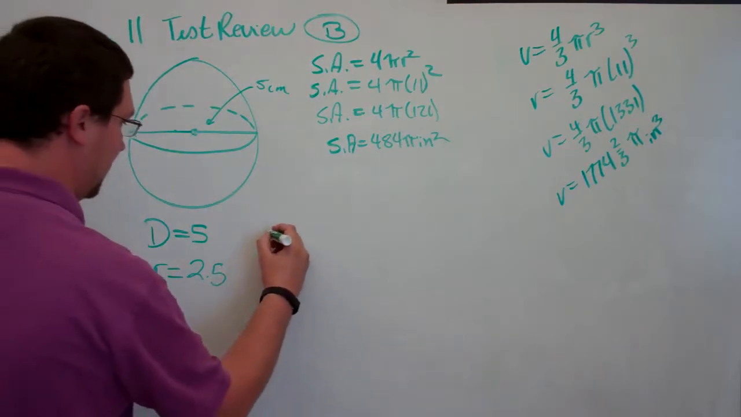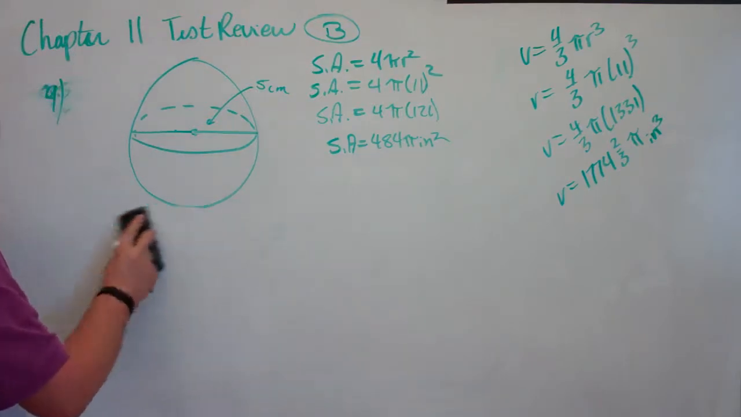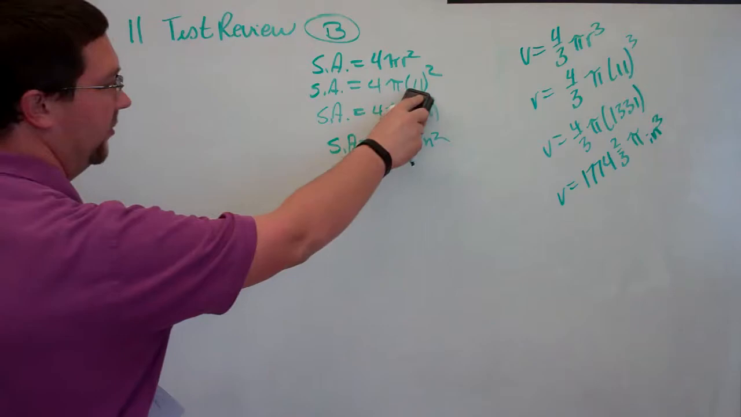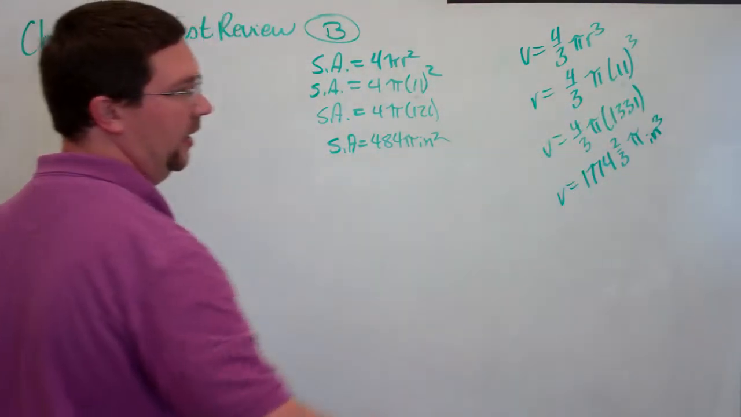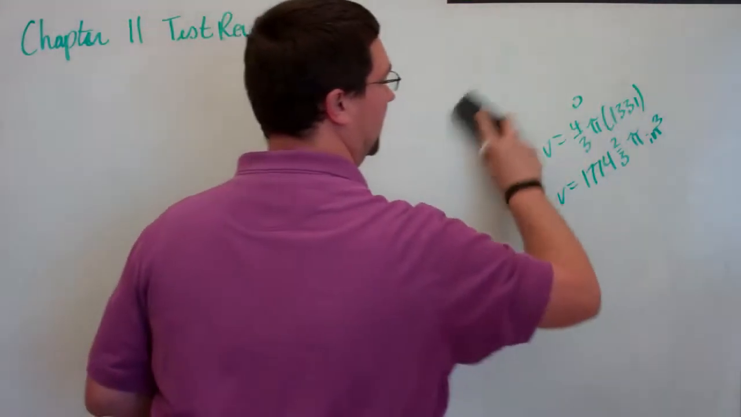For number 9, I didn't write down the surface area, but the answer key is on the website. So you just plug in the new radius, which is 2.5, to the here and to there, and you work the problem the same exact way.